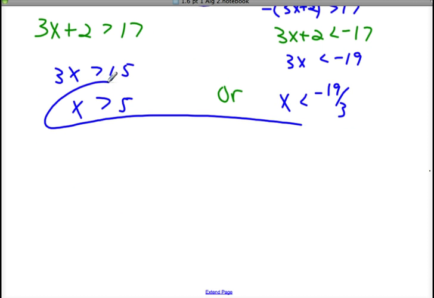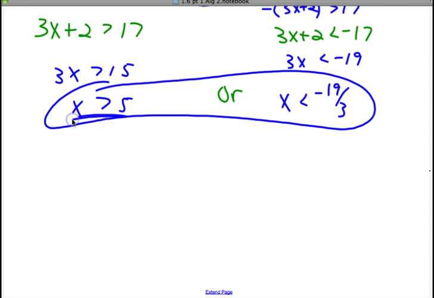Very important to have the word or there, because there's a big difference between saying and or. If I said and, you'd say really there's no solution, because there are no numbers that are bigger than 5 and also less than negative 19/3. You can't do it. If I say 6 is bigger than 5, is 6 less than negative 19/3? No, it can't be and. It has to be or.